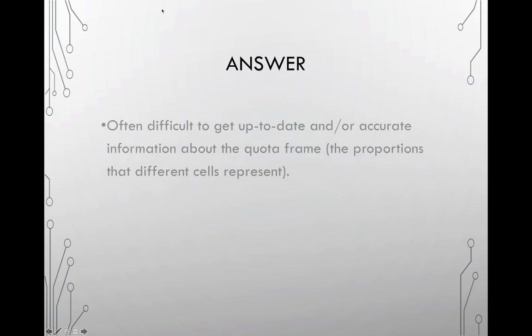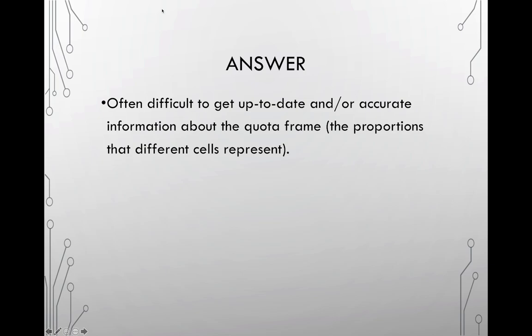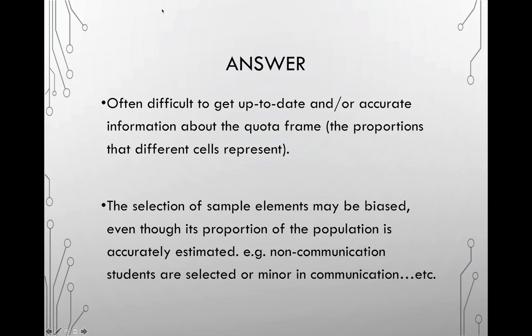What could go wrong here? Here you go. Difficult to get up to date or accurate information about the quota frame. So you think you might know what you're talking about basically, but do you really? And you might also be exercising some form of bias as you do that. And this is always a consideration over and over again. How did you come up with that sample?